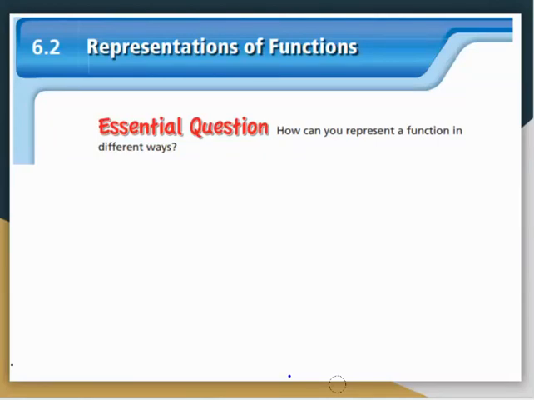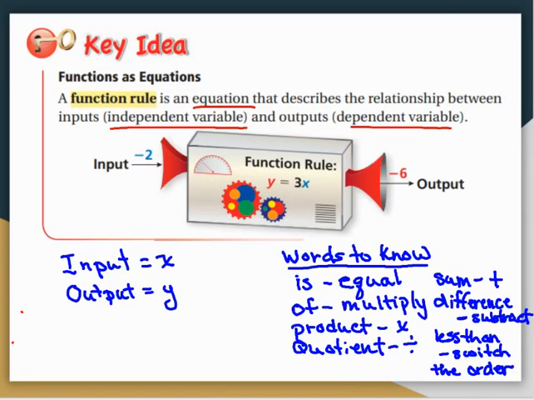Okay, today we're going to talk about how to represent functions, or different representations of functions. In this particular video, we're going to talk mostly about the equation. But our essential question is going to be, how can you represent a function in different ways? So the key idea being that a function can be written as an equation.